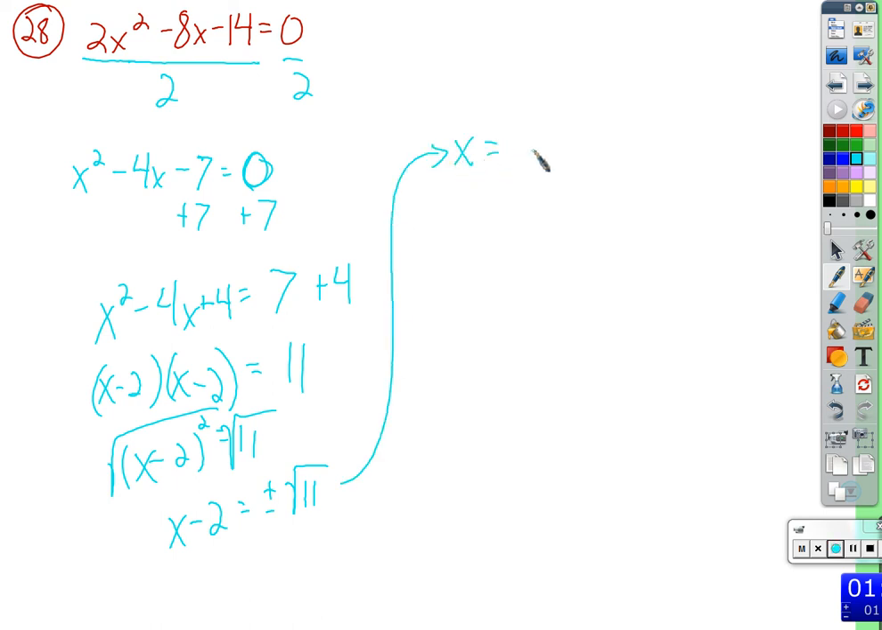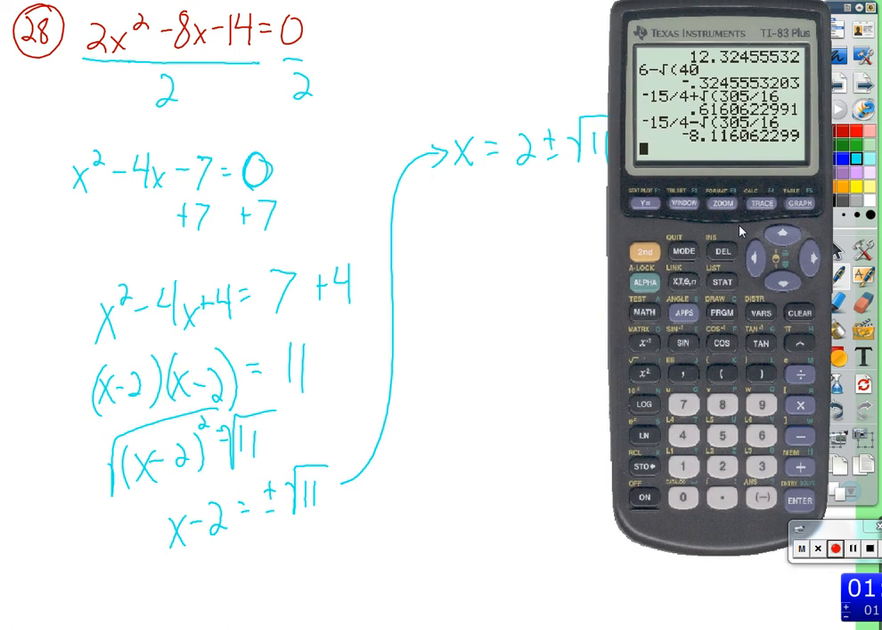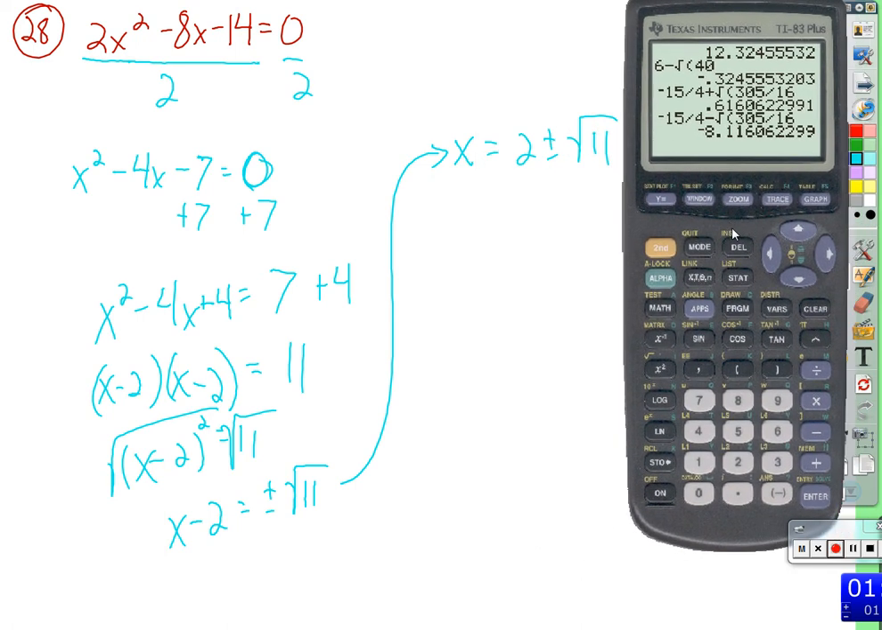So we add 2 to both sides. x equals 2 plus or minus the square root of 11. And this is fine. I actually prefer this answer. It's more mathematical, it's more perfect. But if you find the decimal, that absolutely makes sense. It's reasonable to find the answer in decimals.